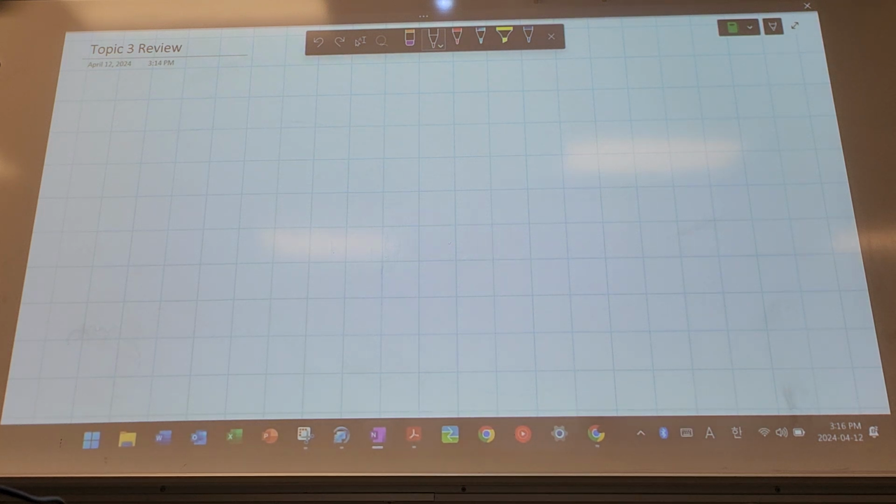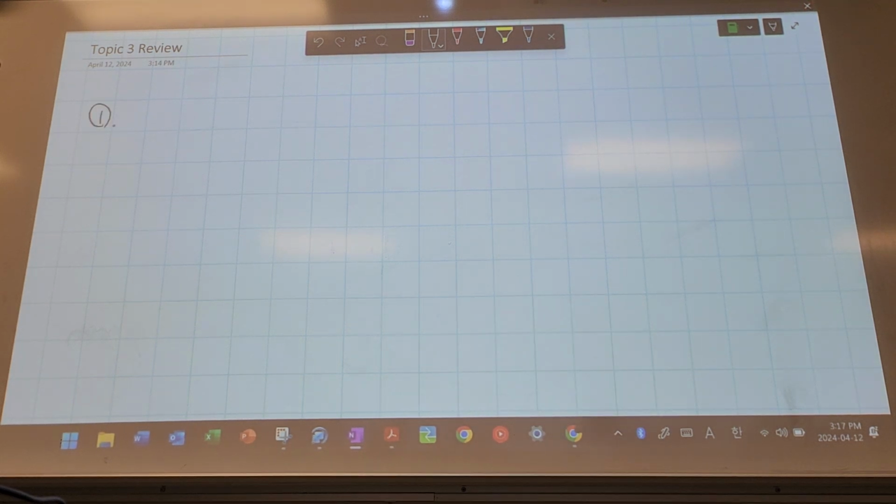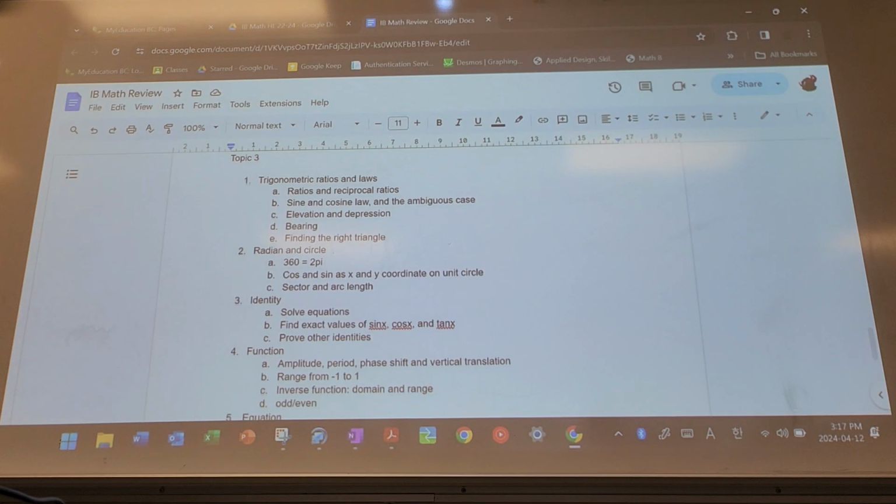All right, so today we'll talk about topic 3, trigonometry and geometry. There are a lot of formulas to cover and also quite a lot of content. So let's get into it right away. As always, we'll divide this into multiple sections, and I'm going to go through it slowly.